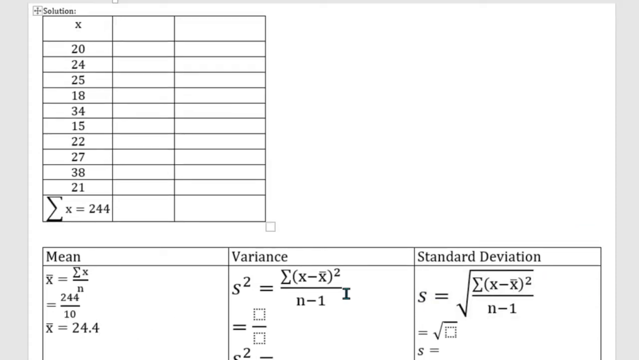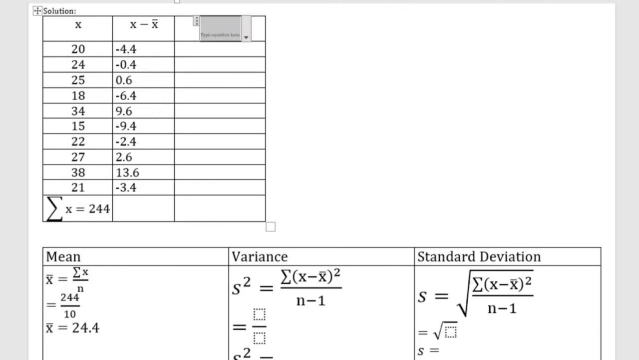Let us have the variance. In the formula, we need to determine the difference between each score and the mean. Thus, we label our second column as x minus x bar, and we have 20 minus the mean is equal to negative 4.4. 24 minus the mean is negative 0.4. 25 minus the mean is 0.6. 18 minus the mean is negative 6.4. 34 minus the mean is 9.6, negative 9.4, negative 2.4, 2.6, 13.6, and negative 3.4.